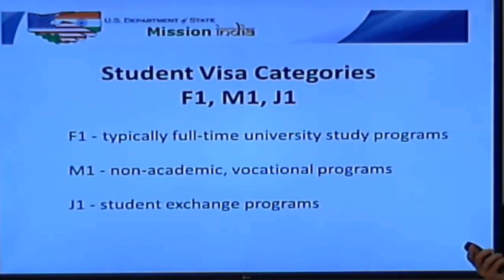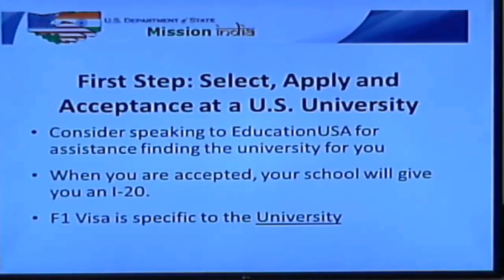The discussion will focus mostly on the F1 since that is by far the most common student visa that we give. But if any of you are interested in the other categories and you have questions about that, please ask me at the end of the presentation. So let's talk about where you begin. The first step, of course, is selecting the university, applying to the university, and getting accepted at the university.